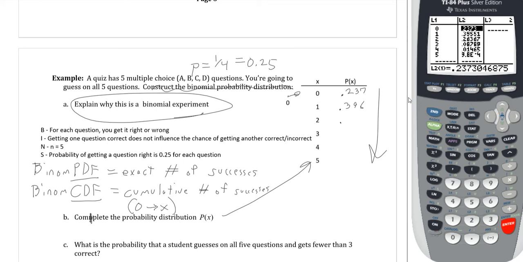So we get for 2 successes, 0.263. For 3 successes, we get 0.088. For 4 successes, we get 0.01 or 0.015. And for 5 successes, we get 9.8 e negative 4, which is in scientific notation. If you need to see more of these instead of just what's on the list, you can always scroll down through them, and you should see the full decimals listed out at the bottom of the screen.